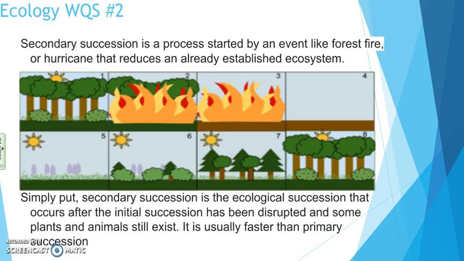And they kind of bounce back because a lot of the roots and a lot of the seeds and a lot of the plant matter survive the fire. Now, secondary succession usually happens a lot quicker than primary because it was already established. A lot of those roots are already there. A lot of those seeds have been dispersed. A lot of those animals will come back.